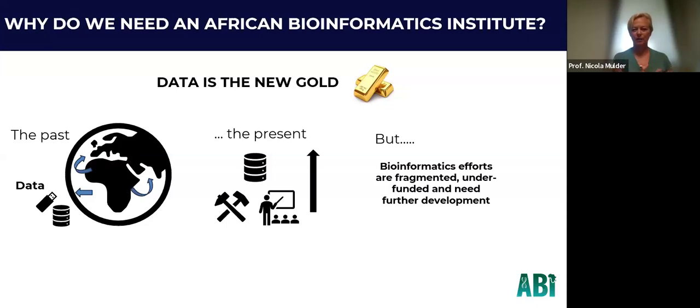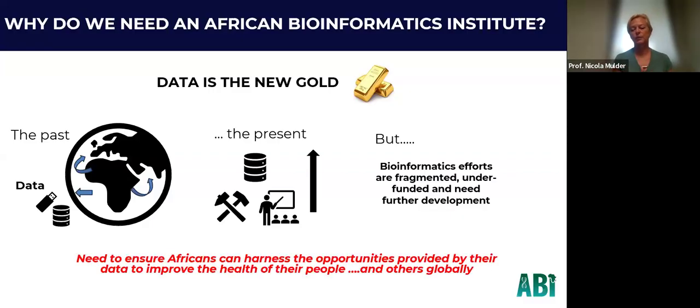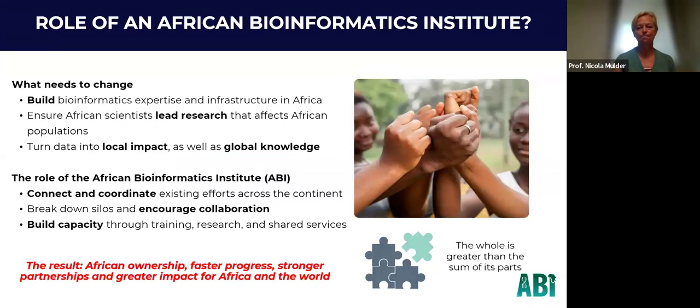We've been training a lot in the academic space, so academic use of genomic and other life science data. But when we look at public health, in Africa CDC for example, we seriously need more bioinformaticians in the National Public Health Institutes. So there's a lot of fragmentation, and we needed to bring all of that together. We want to ensure that Africans can harness the opportunities provided by their own data so we can improve the health of their people, but also have this global impact.